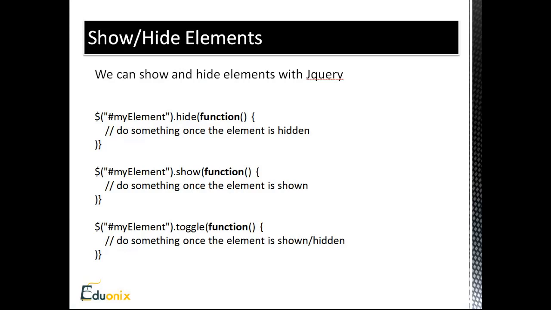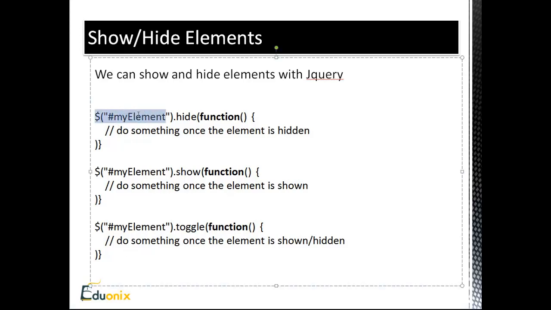Show hide elements is another great use of jQuery. We can use the hide and show action. So here we're grabbing something with the ID of my element, and we're going to hide it, and once it's hidden, it's going to do whatever we put here. Okay. Same thing here, we're just showing it. So do something once the element is shown. Here we're using toggle, which basically changes from hide to show as you click. So that's what toggle does.